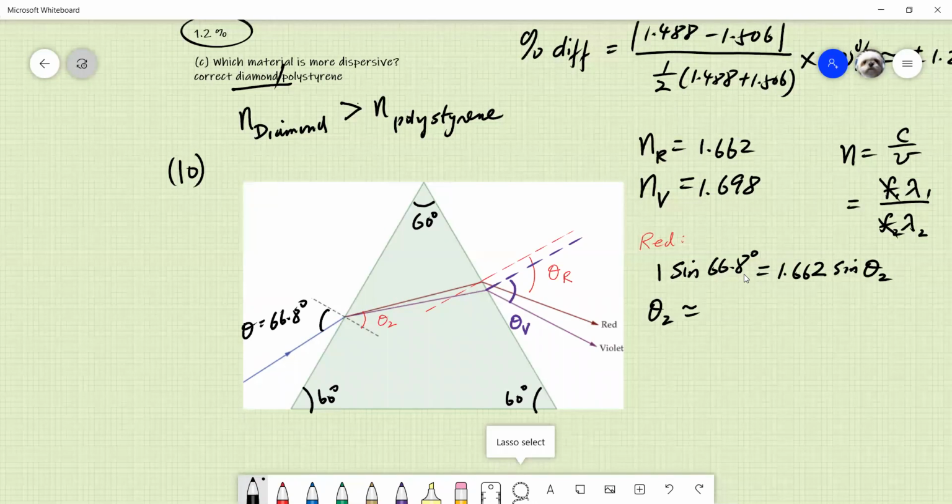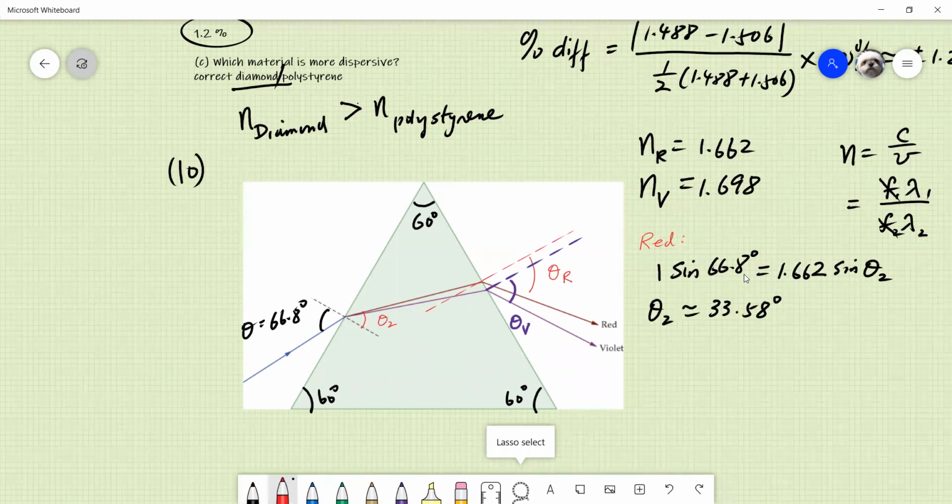66.8 sin, divided by 1.662. And then I'm taking inverse sin on that. So I got 33.6 degrees. I'm going to keep maybe two decimal points.